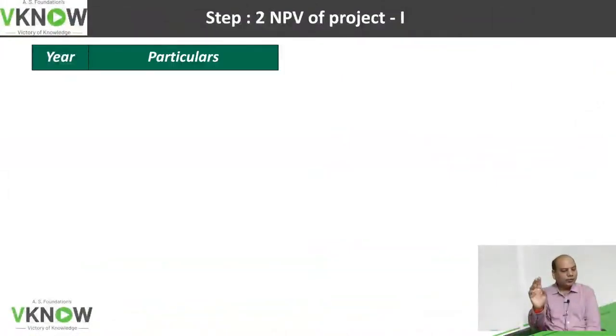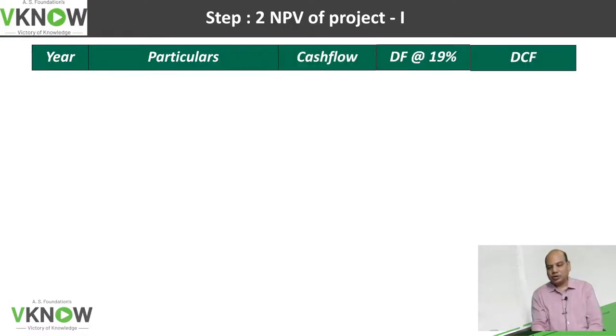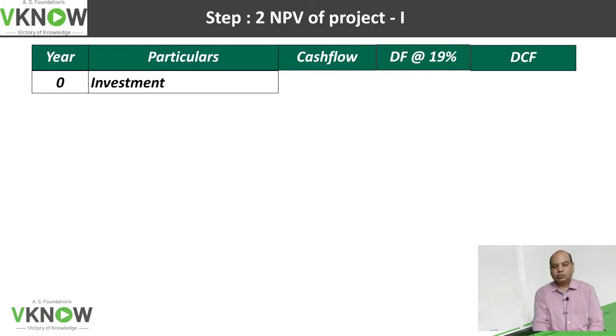Can we go to our main answer? I have to find NPV of the three projects, and I am going to use different discount rate for the three projects. For first project, we'll use 19%. For second project, 15%. For third project, 13%, because the risk is lowest. Please write year 0, and first heading write down NPV of project 1.